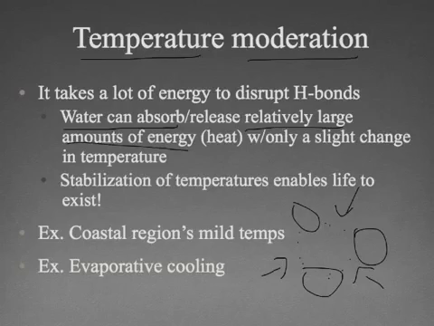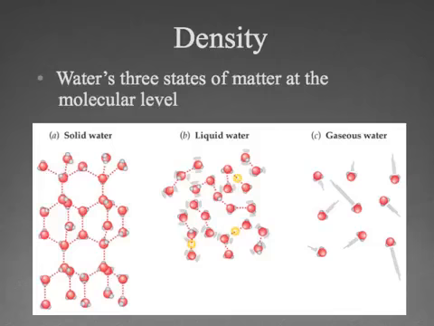And this means the oceans around us change temperature really slowly because we have to put a lot of energy in to change the temperature of that water and break those bonds. And this stabilization of water temperature allows life to exist. You can kind of think if the temperatures of the oceans changed dramatically all the time, aquatic life would have a really hard time surviving, and therefore we would have a hard time surviving. Okay, so these two examples, coastal regions' mild temperatures and evaporative cooling, I'm going to save for class time to talk about. Okay, so finally the next property is density.